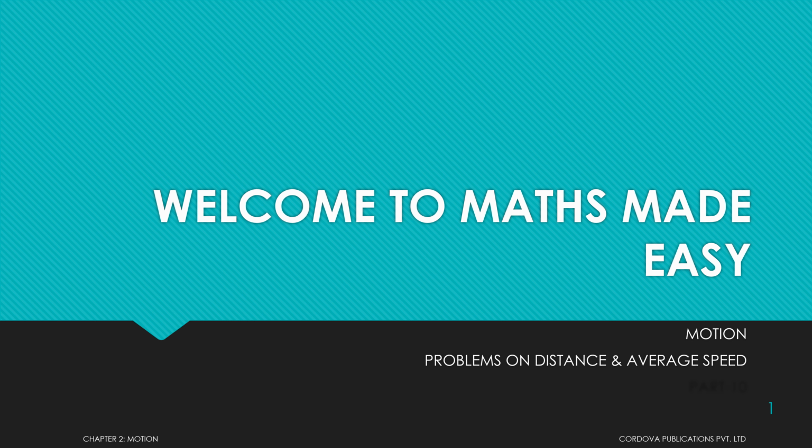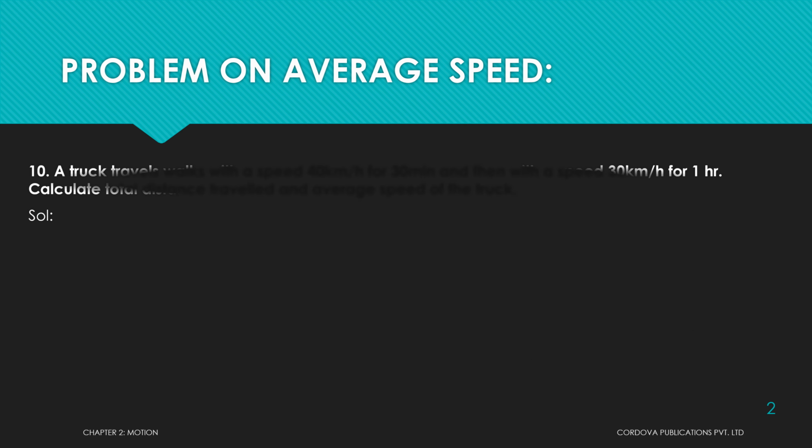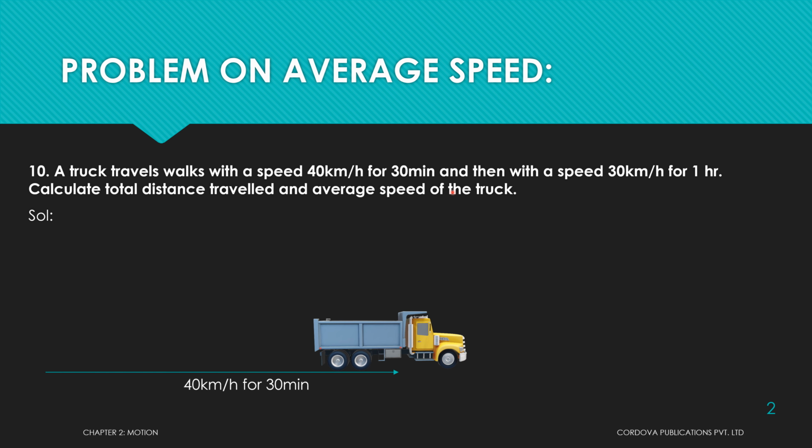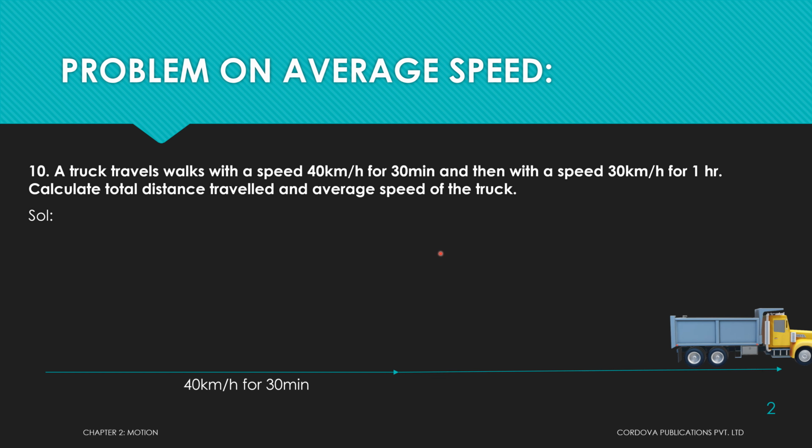Let's continue with motions, problem on distance and average speed, part 10. Here is the 10th question. A truck travels with a speed of 40 km per hour for 30 minutes. There is a truck and it is traveling at the speed of 40 km per hour for 30 minutes. Right? It has traveled a certain distance at that speed for 30 minutes. And similarly, again they have reduced the speed and it is traveling at the speed of 30 km per hour for 1 hour, right?